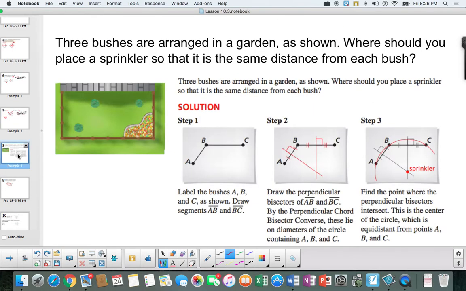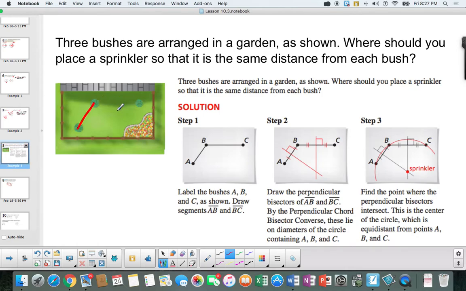All right, let's take a look at an applied problem. We have 3 bushes in a garden. Where should we place the sprinkler so that it's at the same distance? So somehow the sprinkler has to go somewhere around here so it can flow and water these things. So we can use some geometry to do that.